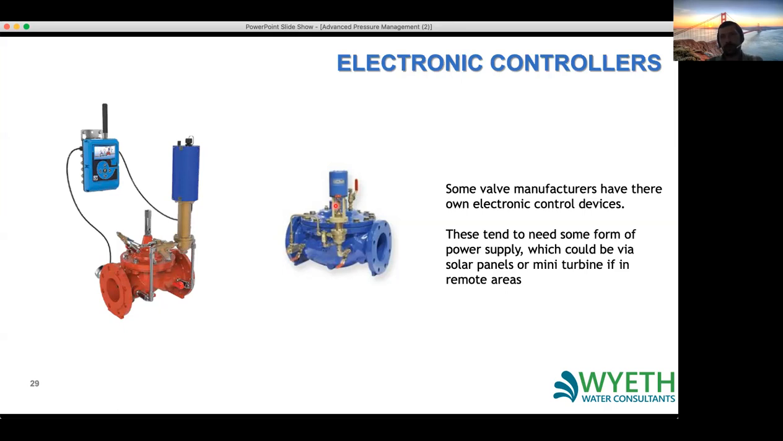One of the downsides of these devices is that they do need power supply. So you would need to have either mains power or some sort of DC power like a solar panel.